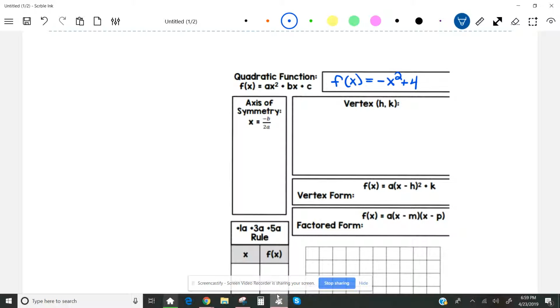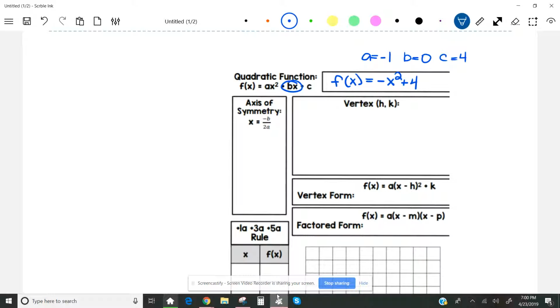So we're going to begin our third and final problem, which is f of x equals negative x squared plus 4. We begin like we do the other ones, labeling our a. This time our a is negative 1. Our b is 0 because b is our term that has x next to it, and there isn't a term that has x next to it. And then we have c, which is 4. So we have a is negative 1, b is 0, c is 4.